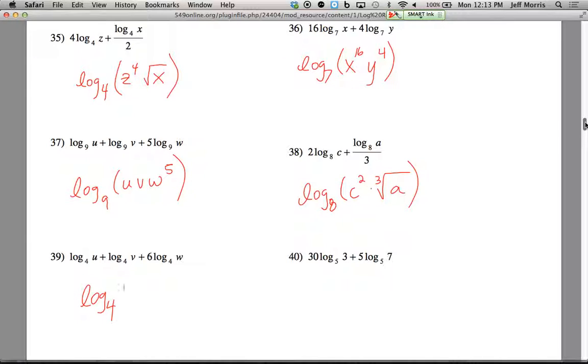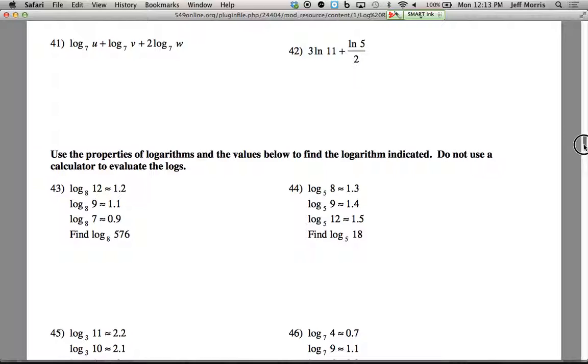Log base 4 of u, v, w to the 6th. Next one is log base 5 of 3 to the 30th times 7 to the 5th. Okay? 3 to the 30th, thank you. Any questions there? All right, good, because you're going to need to be able to simplify. 41, log base 7 of u, v, w squared. And then 42 would be natural log of 11 to the 3rd times square root of 5, or 5 to the 1/2.